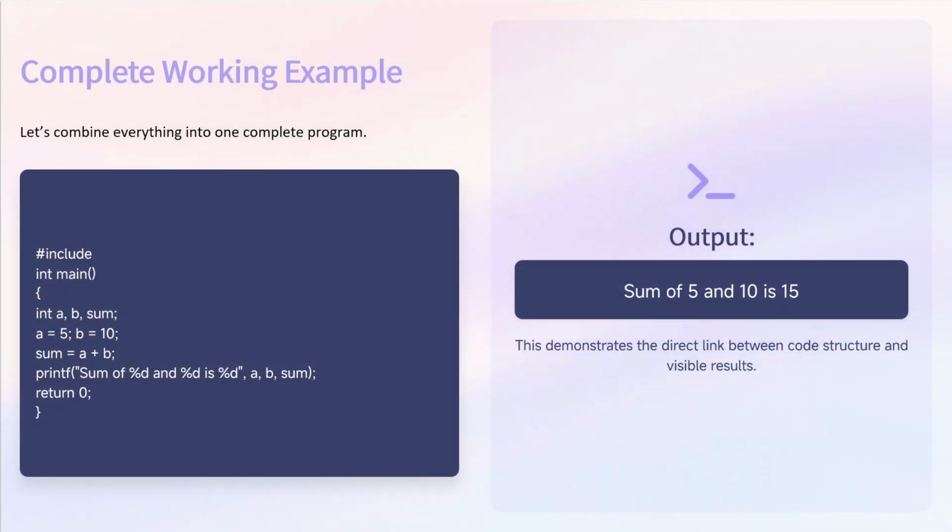Let's combine everything into one complete program as shown on the screen. And when we run this code, the output will be: sum of 5 and 10 is 15. Simple, right? This example connects all the concepts, from header to variables to logic and finally output.